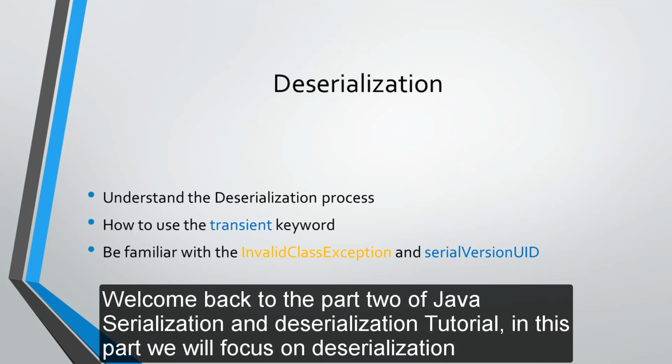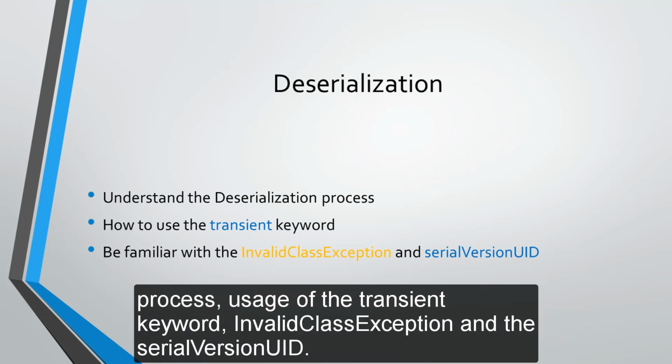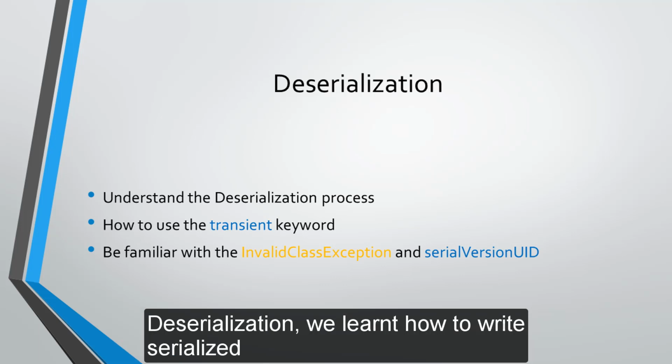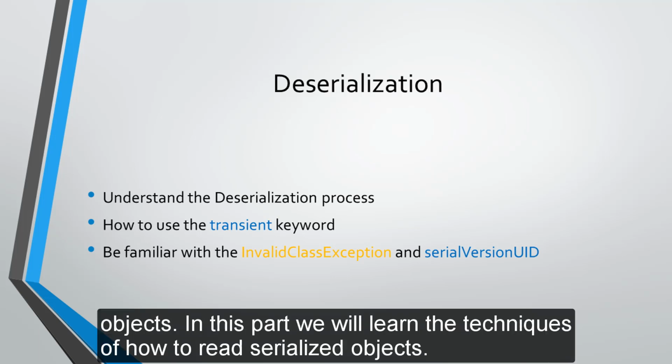Welcome back to part 2 of the Java Serialization and Deserialization tutorial. In this part, we will focus on the deserialization process, usage of the transient keyword, InvalidClassException, and the serialVersionUID. In the previous part, we learned how to write serialized objects. In this part we will learn the techniques of how to read serialized objects.